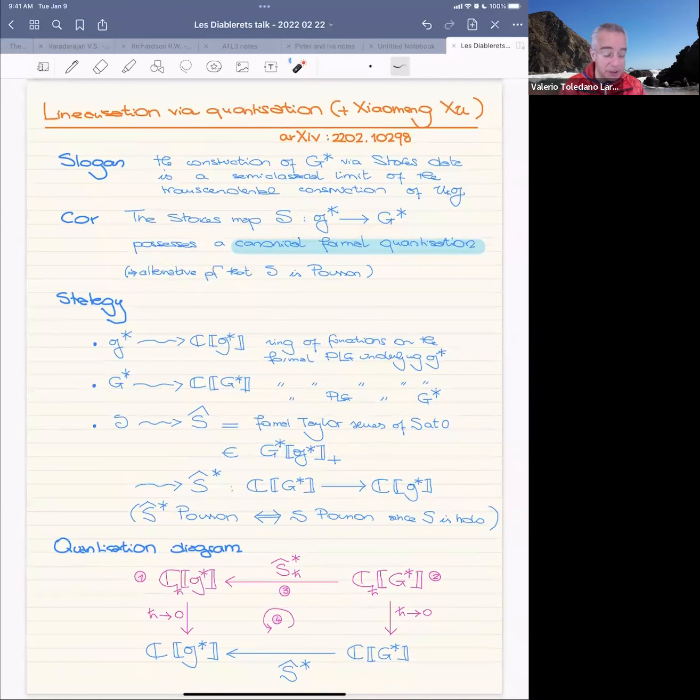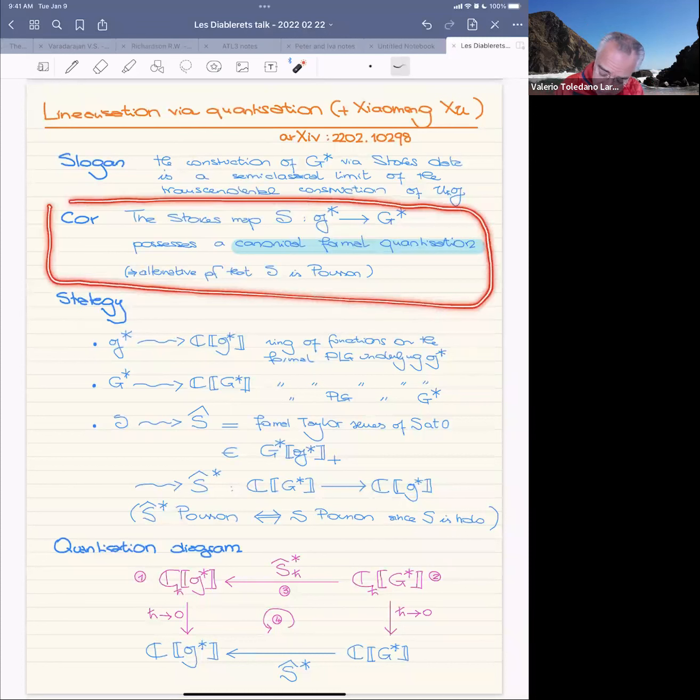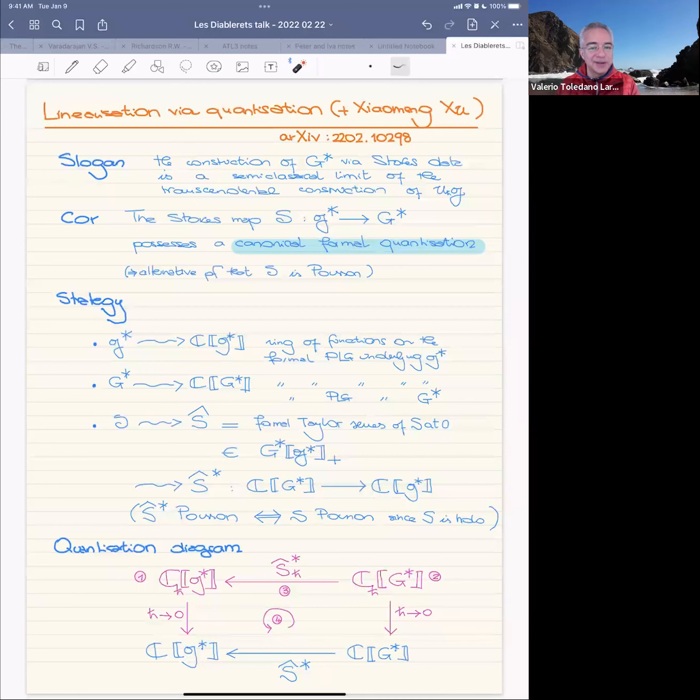And a slightly more precise corollary of this vague slogan is, for example, that the Stokes map that Phil introduced can be quantized canonically, although in a formal setting. In particular, the fact that it possesses a canonical quantization gives an alternative proof of the fact that it is a Poisson map. So Xiaomeng do somewhat more than this, but I want to use this corollary as an excuse to guide you through some of the things that we do. So what do we do?